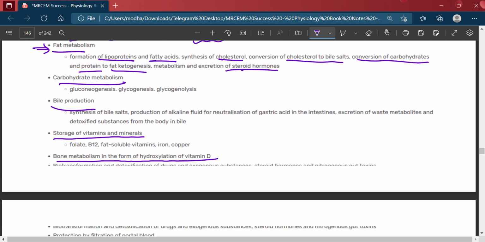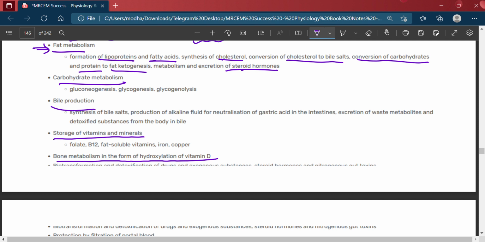Bile production, so the synthesis of bile salt, production of the alkaline fluid for neutralization of gastric acid in the intestine, excretion of the waste metabolites, and detoxified substances from the body in the bile. Okay, then the storage of vitamins and minerals: folate, B12, fat soluble vitamins, iron, and copper.